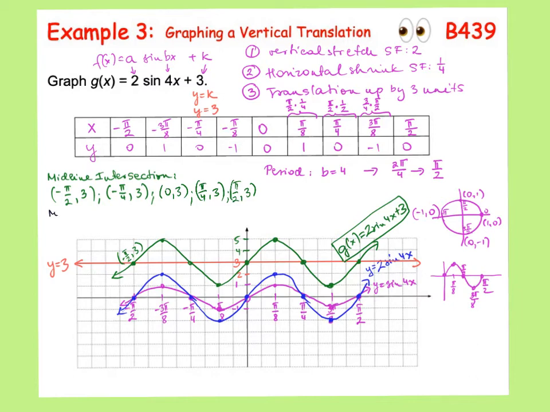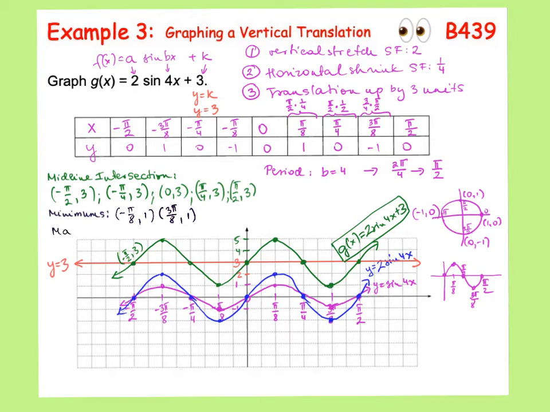So now let's talk about our minimums and maximums. So let's go ahead and first find our minimums. So our minimums occur, the first minimum we see is right here. So the ordered pair for that one is negative pi over 8, and the y-coordinate is 1. And the next minimum is going to occur at 3 pi over 8, and the y-coordinate is 1.